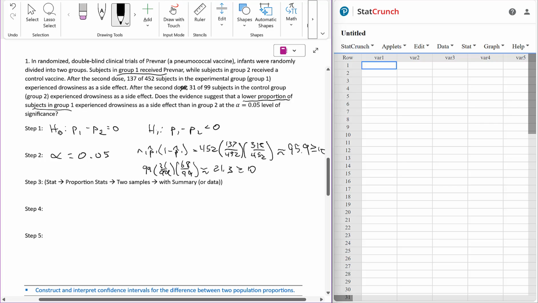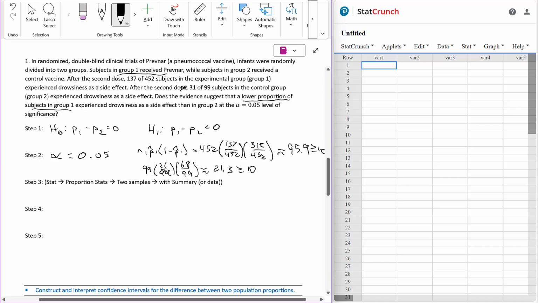And for the independence, the population, we've got 452 is our biggest amount of subjects, so about 500. If we multiply that by 20, we'd get 10,000. There's definitely more than 10,000 infants, so we are good to go. So we're going to run our test.